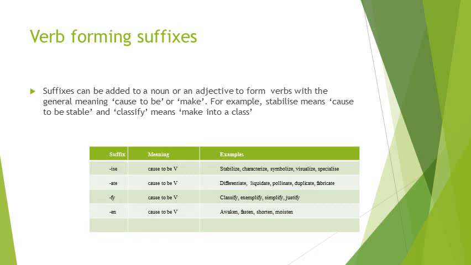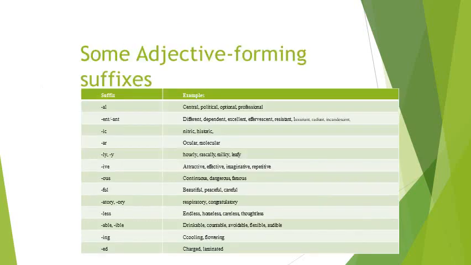Let's look at the case of forming suffixes. Now we have the suffix AL. It occurs in words like central, political, optional, and professional. Then ENT/ANT occurs in words like different, dependent, excellent, effervescent, resistant, luxuriant, radiant, and incandescent.